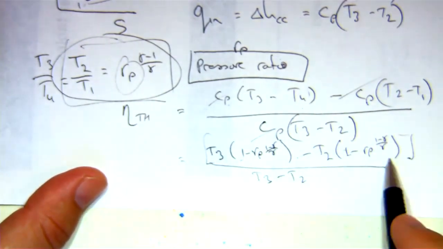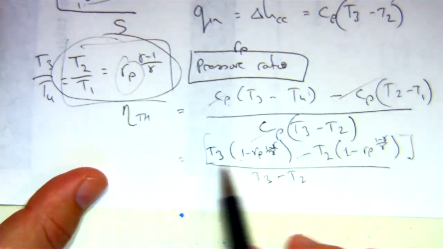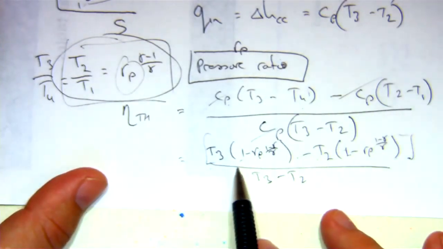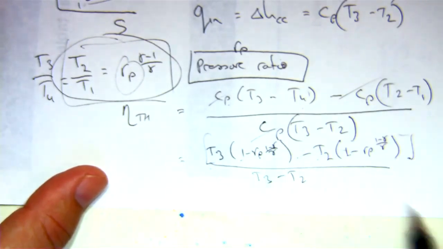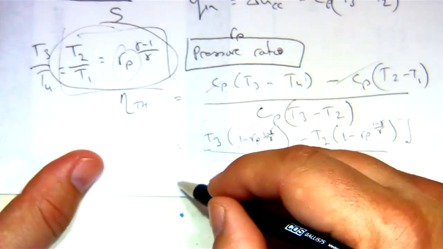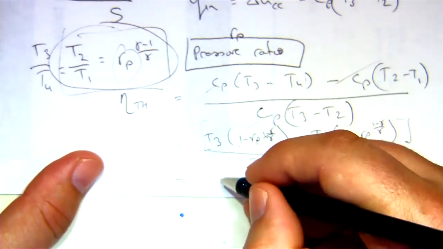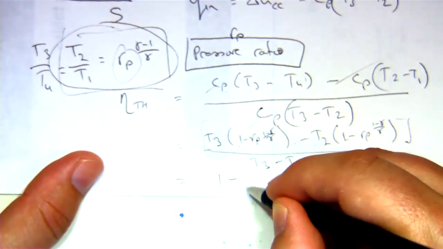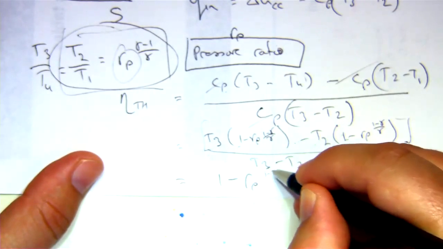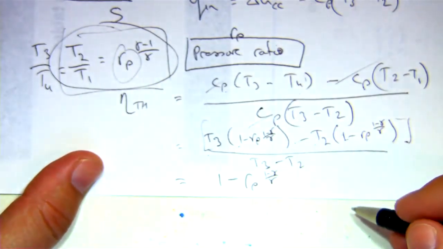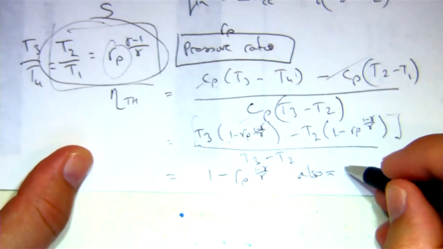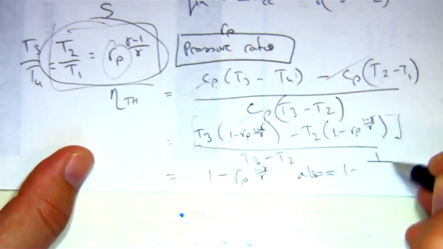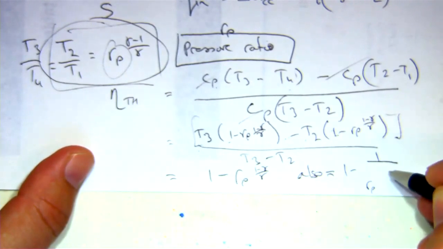This term and this term are the same, so I can pull them out. I've got T3 minus T2 times 1 minus RP to the (1 minus gamma) on gamma, which means my T3 and T2 can cancel out. This will take me to 1 minus RP to the (1 minus gamma) on gamma. It also equals 1 minus 1 over RP to the (gamma minus 1) on gamma.